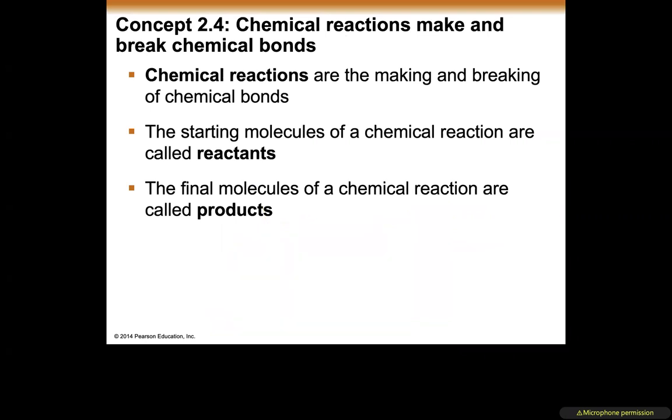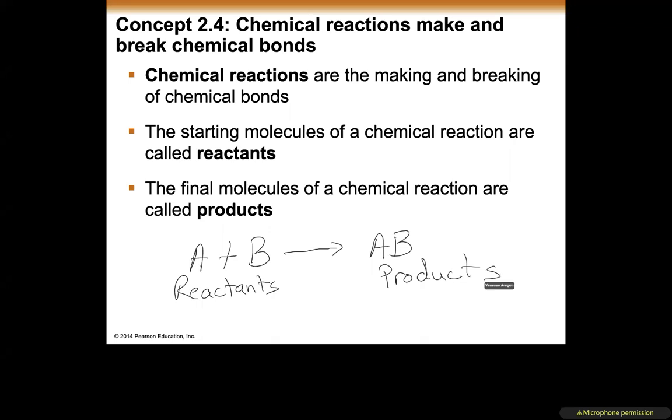So we're going to finish this up with chemical reactions. Your chemical reactions are going to be defined as the making and the breaking of chemical bonds. And so the starting molecules of your chemical reactions are going to be called reactants, and the final molecules are going to be called products. So if I were to draw A plus B, this is the direction of the reaction, is going to make AB. So over here, these are the reactants, and then over here, these are going to be the products.